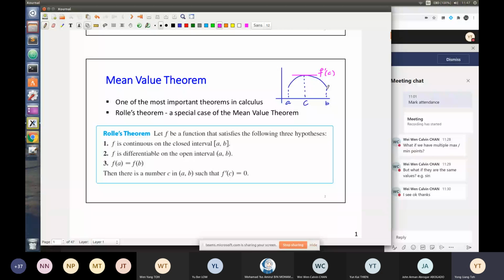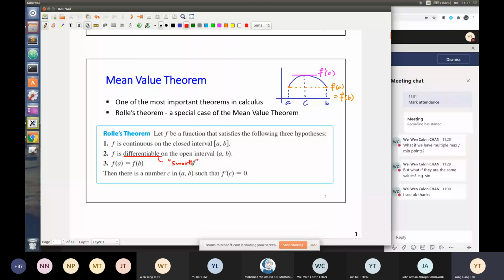This holds as long as you have f of A equals f of B. Okay, f of A equals f of B. So isn't this just comparing the secant line and the tangent line? If you look at f of A equivalent to f of B, and your function f is both continuous and smooth. Continuous and smooth. So differentiable means smooth. Another way to say differentiable is smooth.